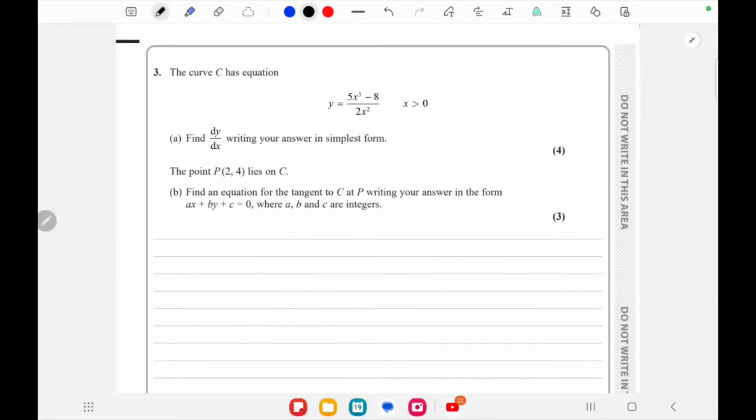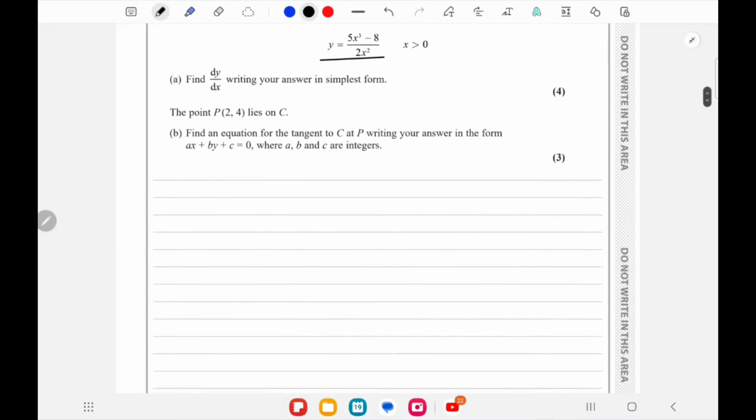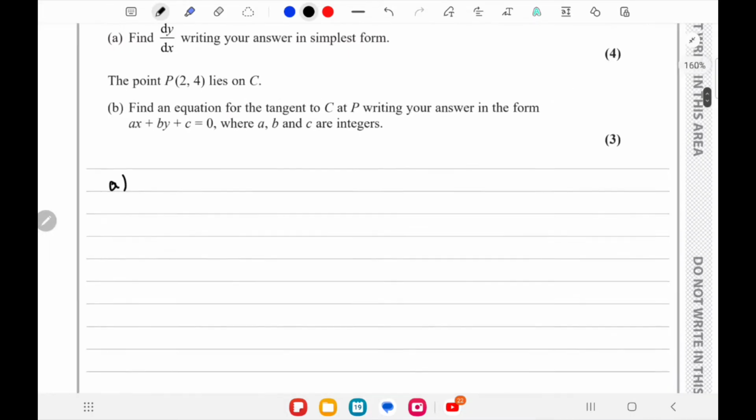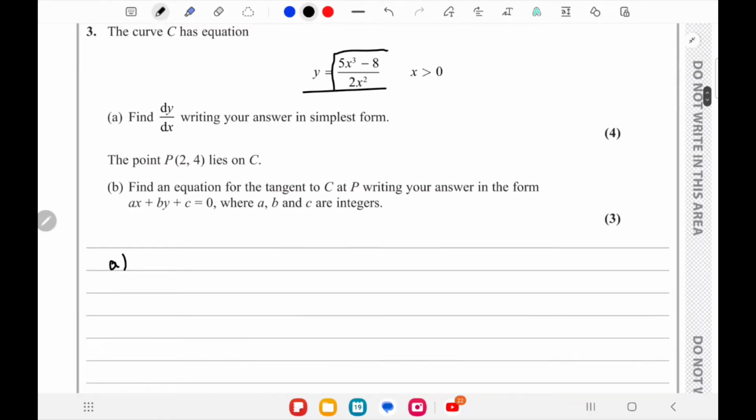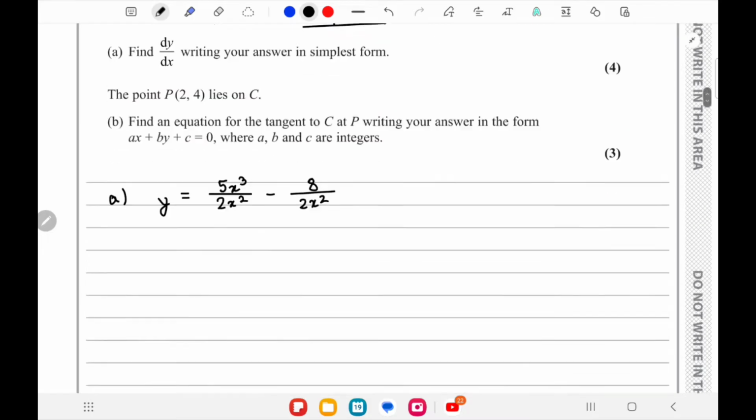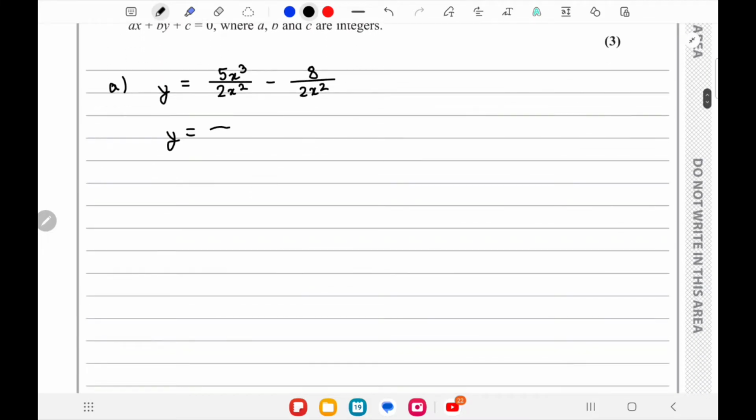In question 3, we are given y and we have to find dy by dx. So at first we'll write the numerator separately. So y is equal to 5x cubed by 2x squared minus 8 by 2x squared. So y is 5 by 2 x minus 4 x to the power minus 2.